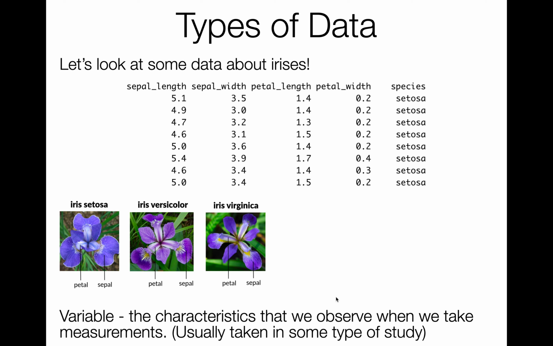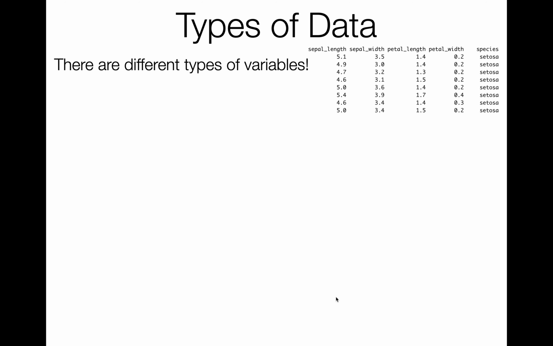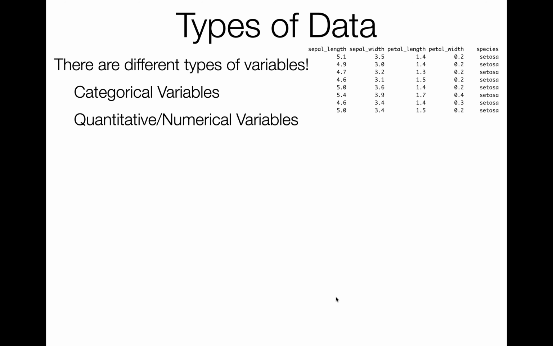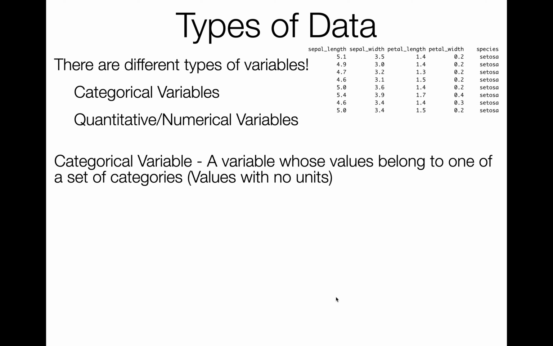So here's data. I'm interested in talking about the different types of data that we see in the sort of matrix-looking table that we see above. So I've rewritten it on the side. There are different types of variables. The first type of variable that I want to talk about is a categorical variable. Then the other type of variable that we'll talk about is quantitative or numerical variables. So first, sorry, I was getting ahead of myself. Let's talk about a categorical variable.